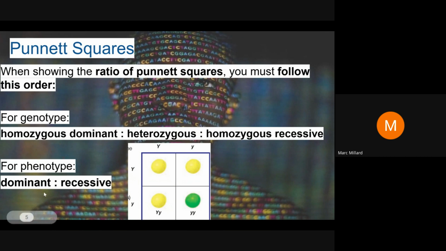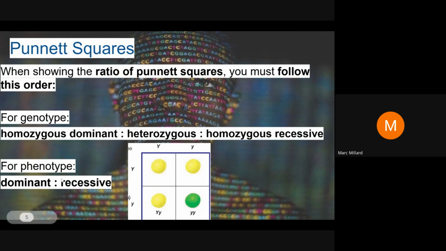So for example, if we're looking at phenotype, then we just do dominant to recessive. In this one here, this box would be big Y, big Y. So that's homozygous dominant. This box and this box, though, are going to be big Y, little y. So those are both heterozygous. And then this one here is homozygous recessive with 2 little y's. So there's one homozygous dominant, so 1. There's 2 heterozygous, 2, and 1 homozygous recessive. So the ratio in this particular example would be a 1-to-2-to-1 ratio.